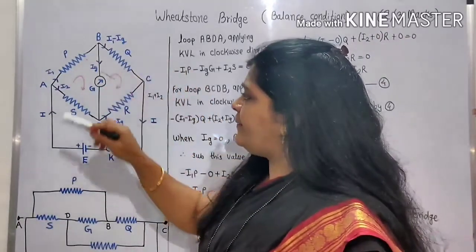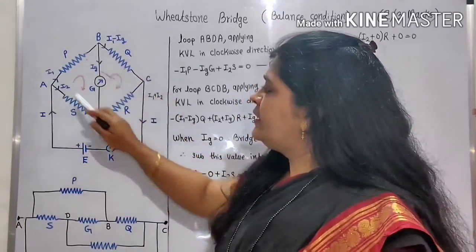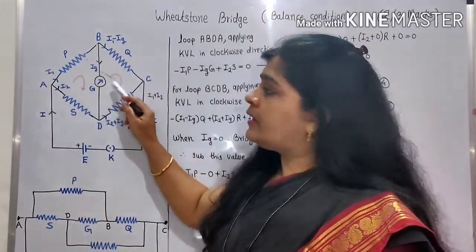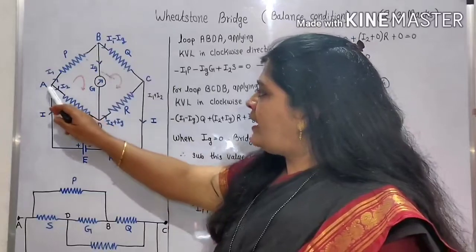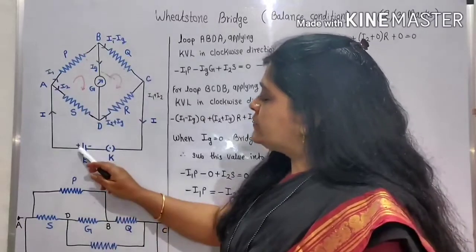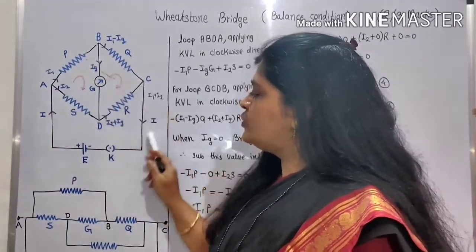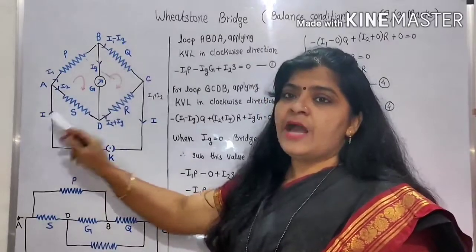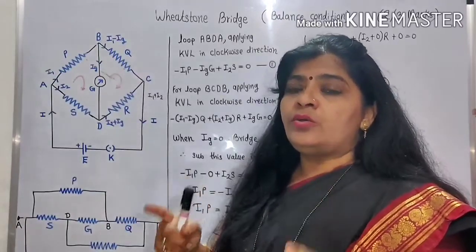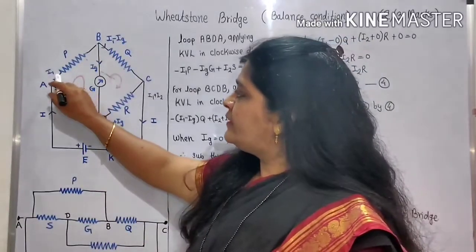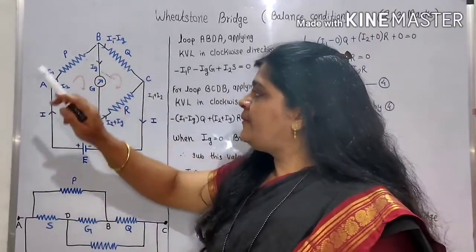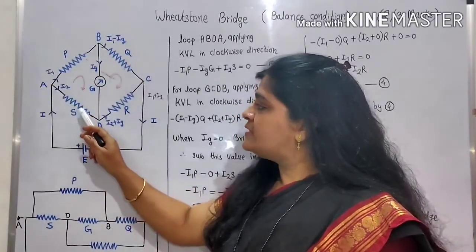Now again come to this diagram. A, B, C, D are connected with the 4 resistances P, Q, R, S. G is a galvanometer connected between B and D, and between A and C the battery and the key are connected. Now the current flows from the higher potential to the lower potential. That current is taken as I. This I at junction A is divided into 2 branches, and those currents are taken as I1 and I2. I1 flows through the resistance P, and I2 flows through the resistance S.